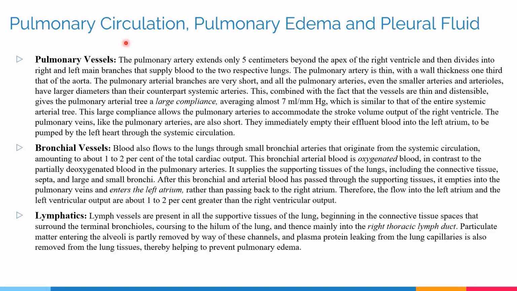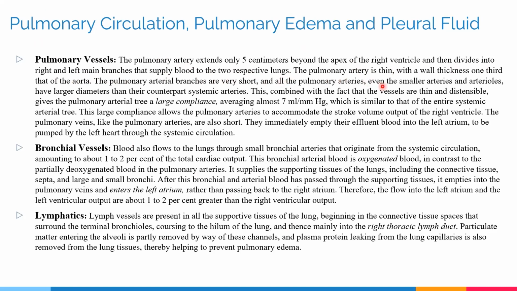Next, we look into pulmonary circulation, pulmonary edema, and pleural fluid. First, we look into pulmonary vessels themselves. The pulmonary artery extends only 5 centimeters beyond the apex of the right ventricle and then divides into the right and the left main branches that supply blood to the two respective lungs.